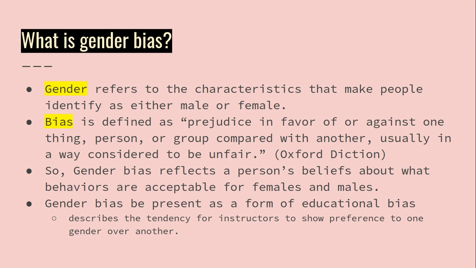Gender bias is a type of gender stereotype. These types of bias reflect a person's belief about which behaviors are acceptable for females and males. In a classroom setting, gender bias is a type of educational bias that describes a tendency for instructors to show preference to one gender over another.